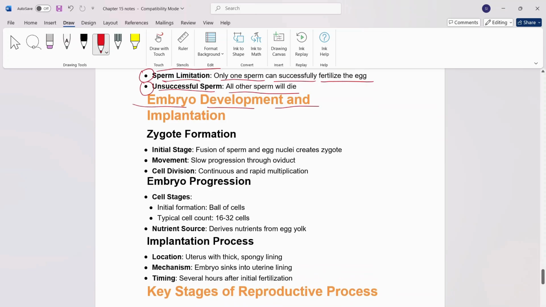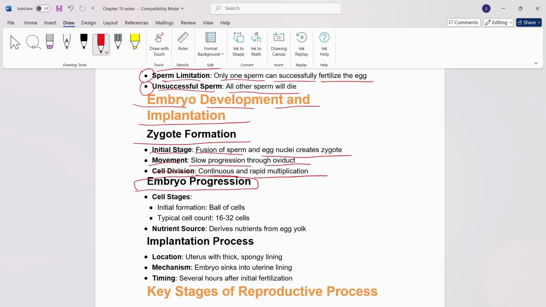Embryo development and implantation. Zygote formation: initial stage. Fusion of sperm and egg nuclei creates the zygote. Movement: slow progression through the oviduct. Cell division: continuous and rapid multiplication.